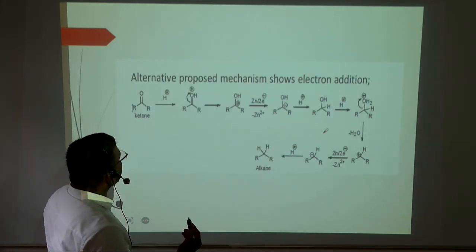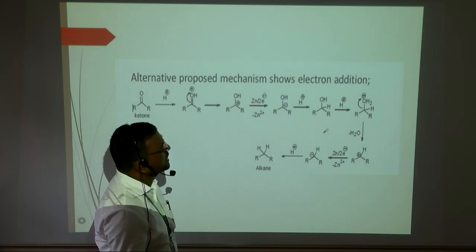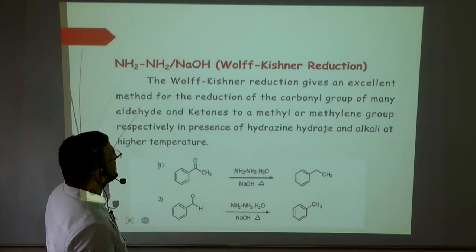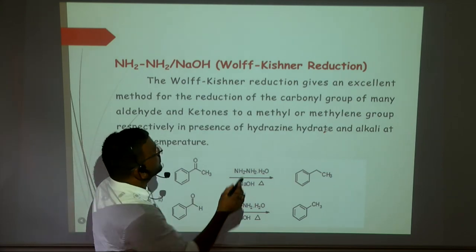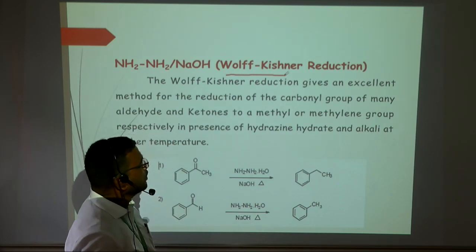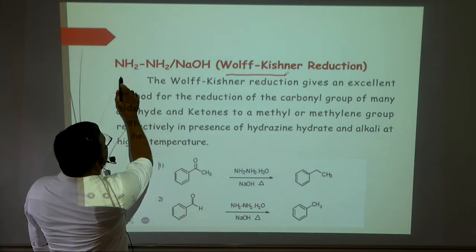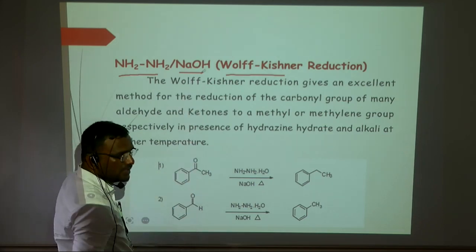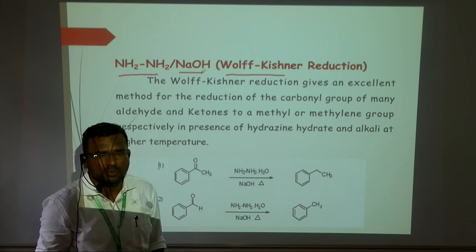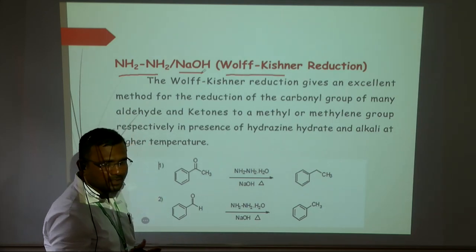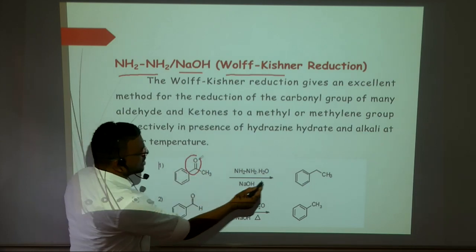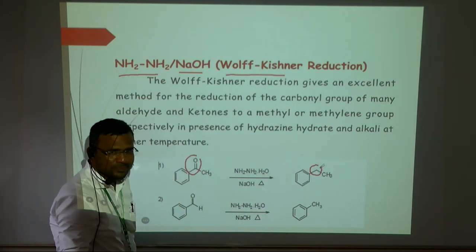Now this is an alternative proposed mechanism which shows the electron addition. Next. Now dear students, another important reduction reaction is Wolff-Kishner reduction. And in Wolff-Kishner reduction, we are using NH2NH2 in the presence of NaOH. The NH2NH2 is called hydrazine. And in Wolff-Kishner reduction also, the C=O group is converted into CH2.